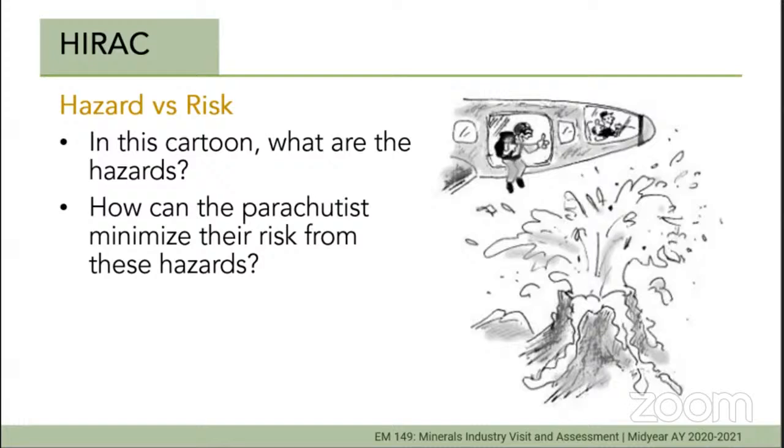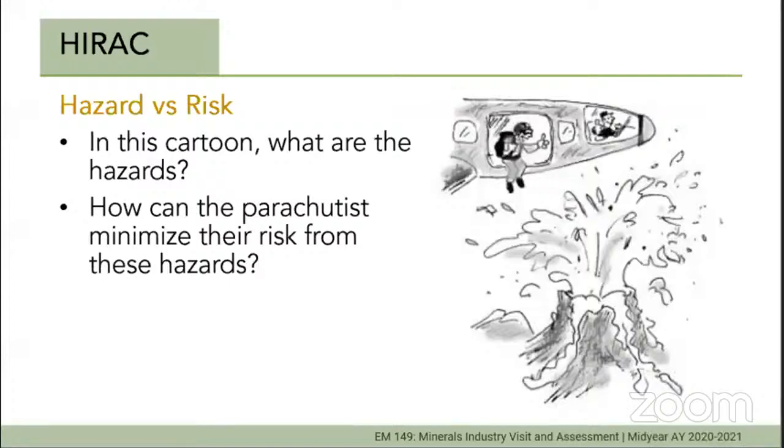Okay, so that's correct. One hazard is the erupting volcano. Sige, ano pa ba? Okay, yung mga fumes, yung mga gases. Okay, that's correct. Okay, the lava, that's correct. Yes. So, tama naman yung idea ninyo of what a hazard is. So, those are the hazards, but how can the parachutist minimize their risk from these hazards?